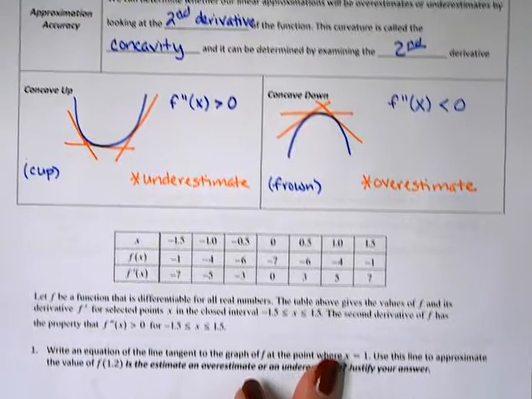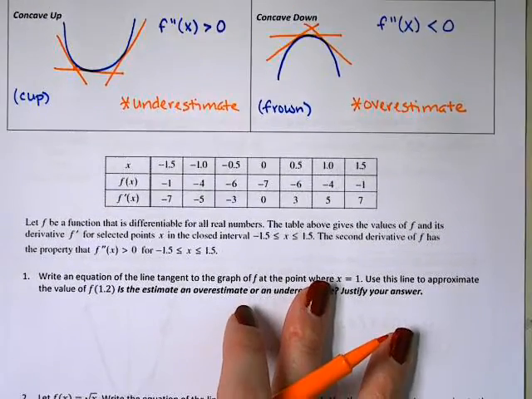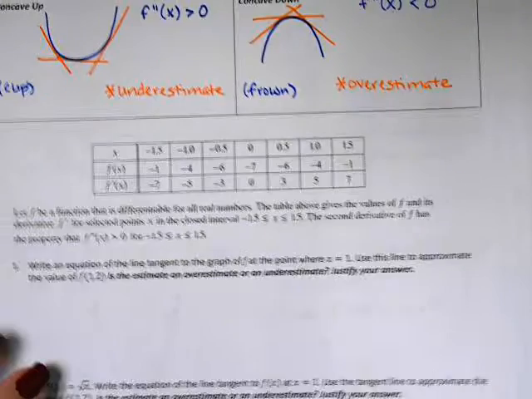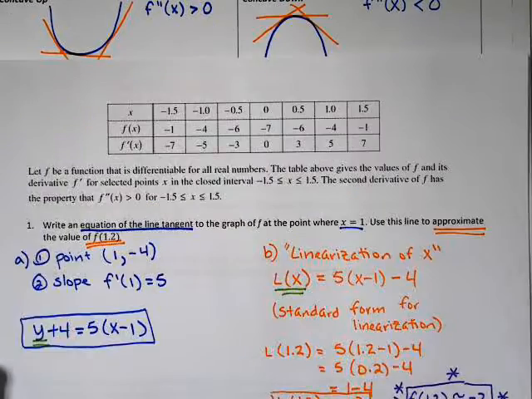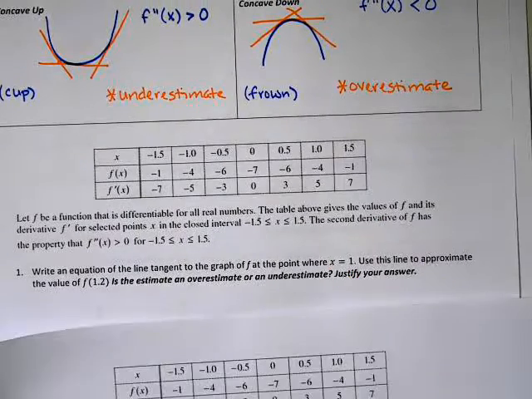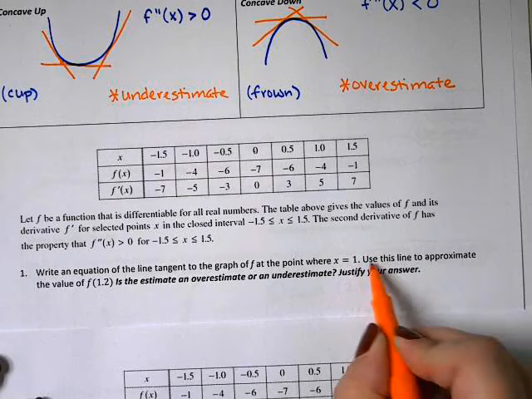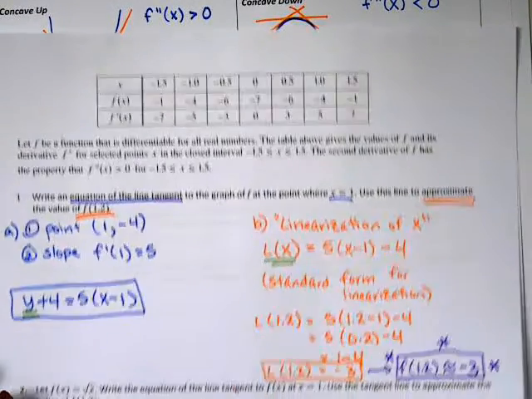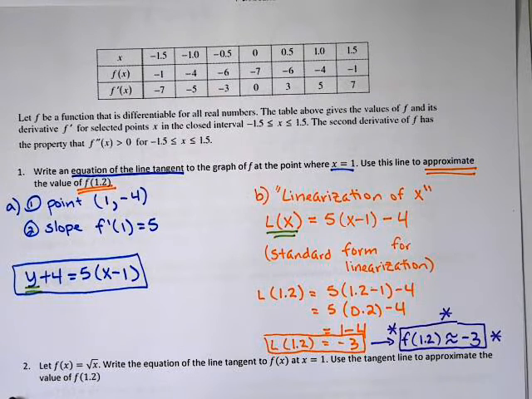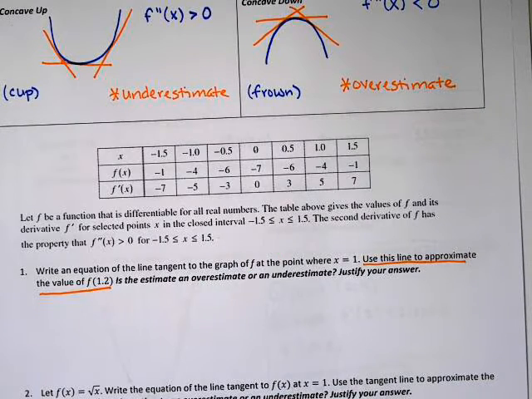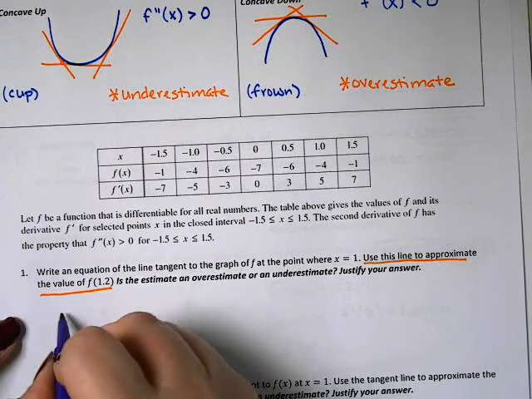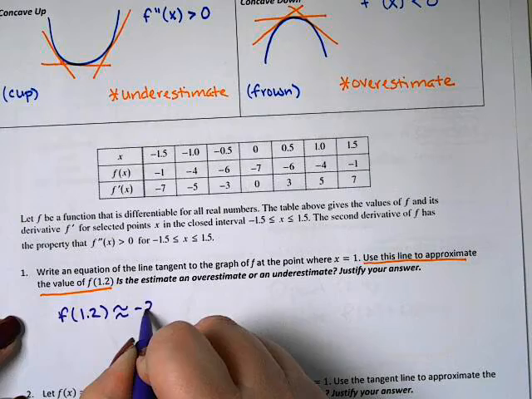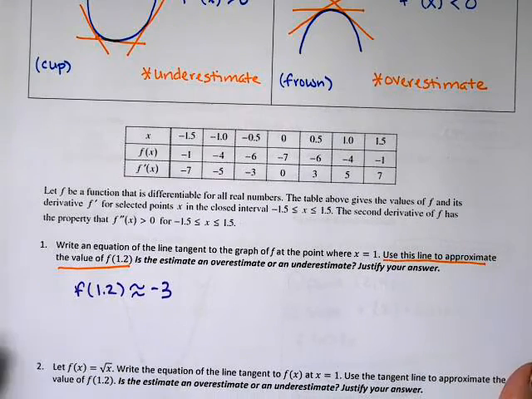So let's think about what this actually looks like in a problem. This problem here is the exact same one that we just did on the other page. Let me flip back and show you. It's the same table. It asked us for the same stuff. So on here we're looking to use this line to approximate the value of f of 1.2. That was what we did here. We said that f of 1.2 is approximately negative 3. So let's go ahead and actually write that. f of 1.2 is approximately negative 3. We did that on the other page. We don't need to do it again. That would be silly.